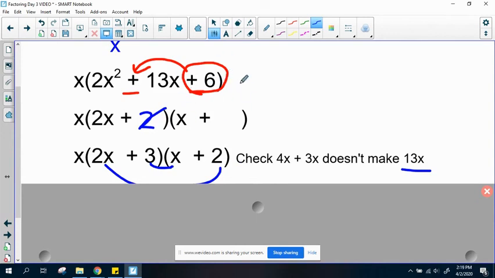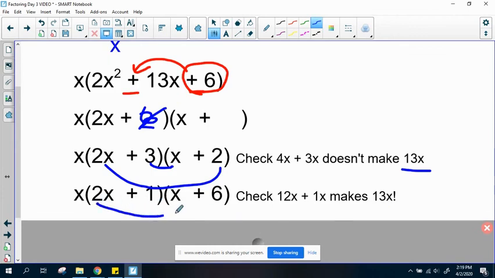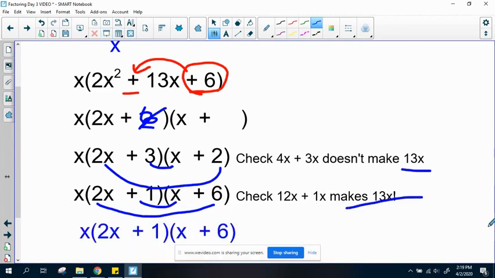So there's one other way to get 6, and that's 6 and 1. Okay, so I also know I'm not going to put the 6 here next to the 2 because that would be 2 and 6 have a 2 in common. So I'm going to try the 6 over here. So 2 times 6 is 12. 1 and x is 13, and that, if they're both positive, makes 13. So that's the correct answer.